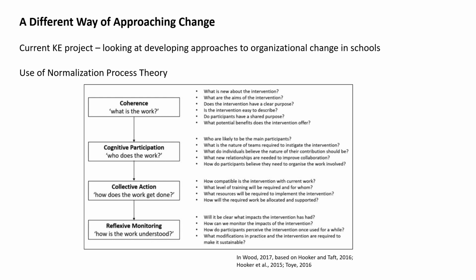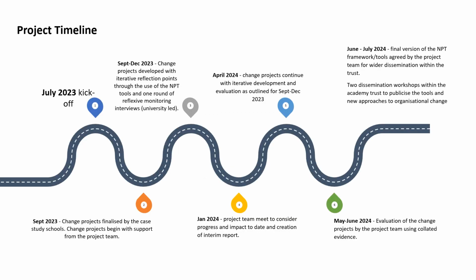Over the course of the year, as shown here, there's a project timeline. We kicked it off in July. We had a day where I introduced normalization process theory, and then we thought carefully about what its components are and how that might look in a practical sense within an educational setting, and how schools might operationalize it. Off the back of that, we started to think about whether, from your improvement plan for next year, you have a change project that you want to use this on.